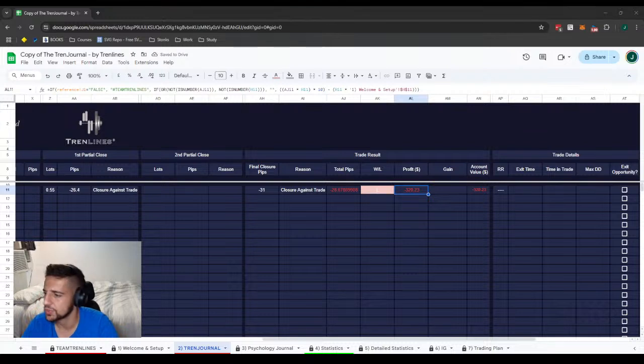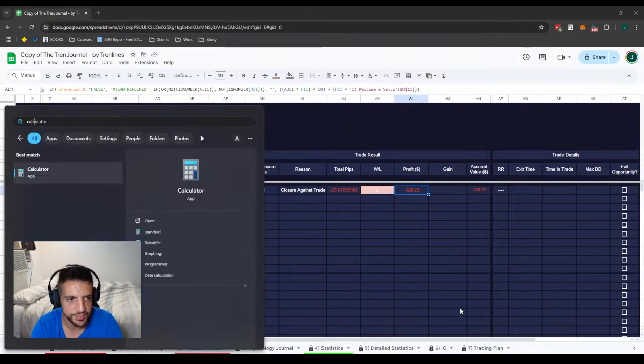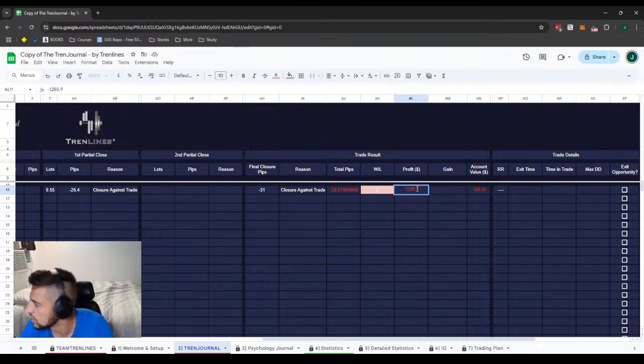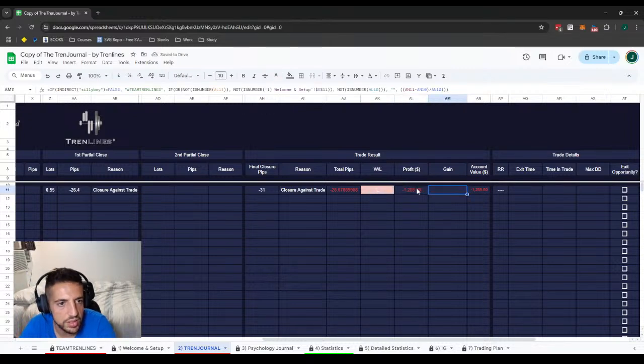The profit was in actual fact across the various funded accounts we've got. And today it was, I'll need a calculator, don't I? 669.23 take away 1285.9.